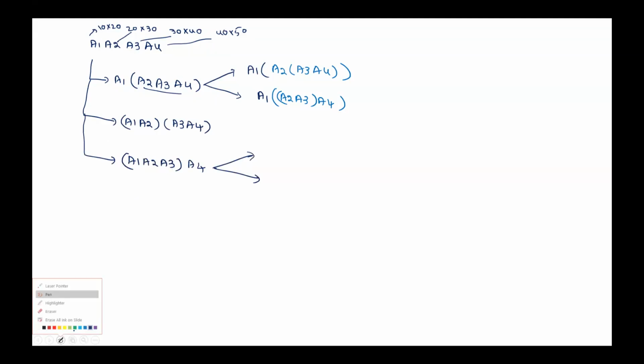So now can you tell me what is valid here? Can you give me A1, A2 parenthesis over. Okay, that is also fine. Then A4.